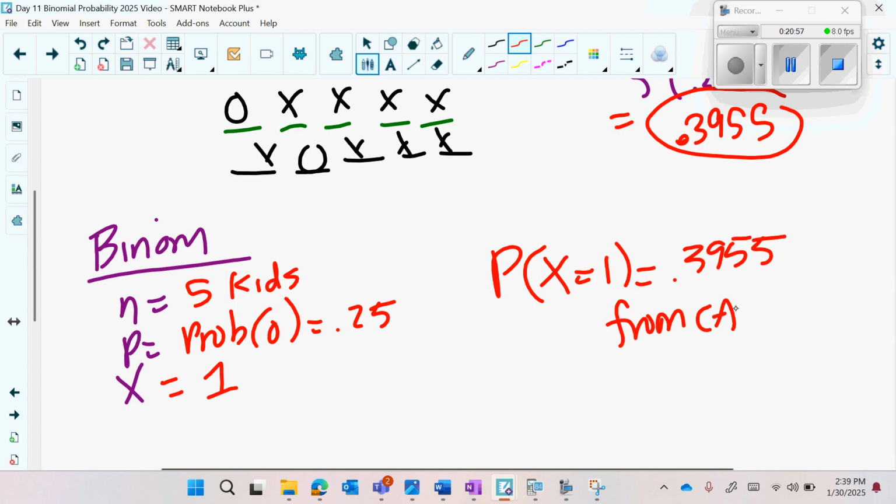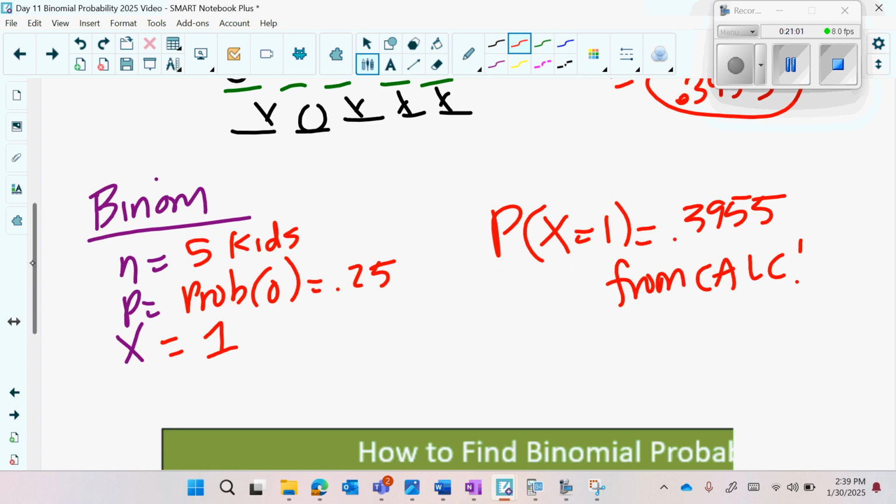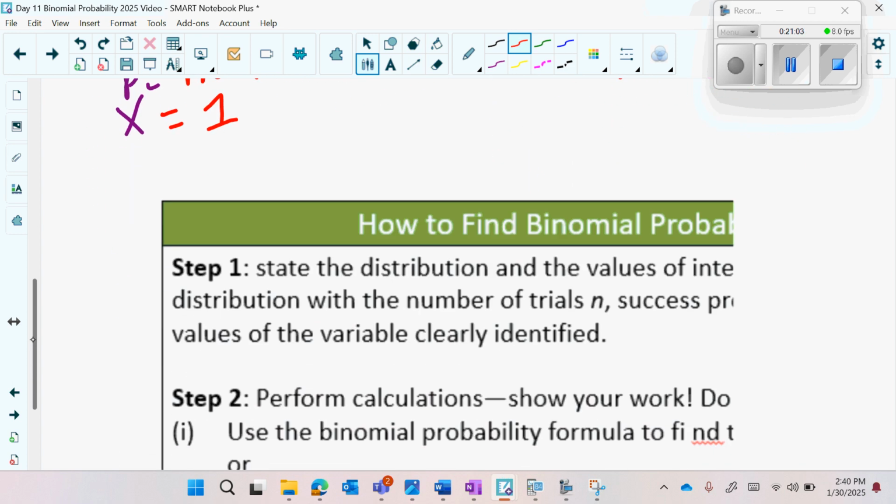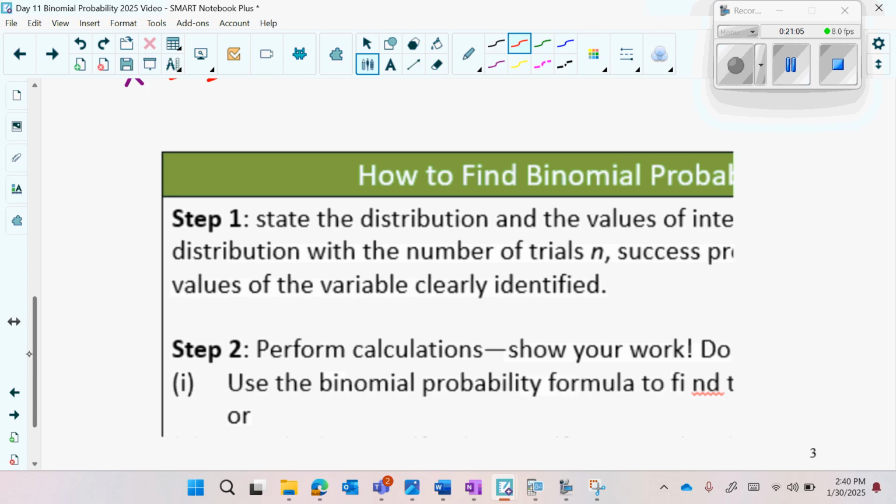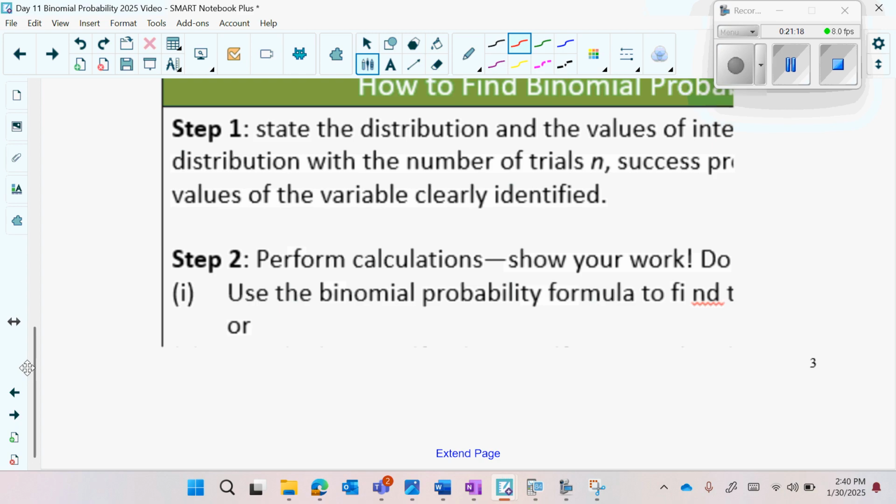Isn't that amazing? It is, but you have to make sure you write all the parameters down. Otherwise, you're not getting full credit. Now, if you look down below, we have a little blurb that tells you exactly what I just went over. It says state the distribution and the values that are important, the N and the P. Mine got a little cut off, but you guys should have it on your paper. Then perform the calculations, either using the probability formula or using the calculator.